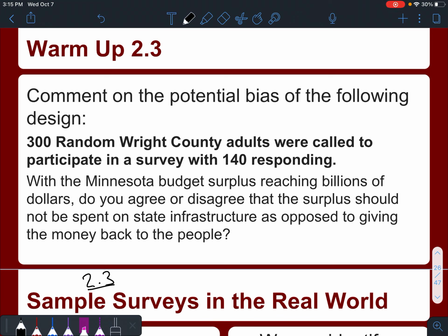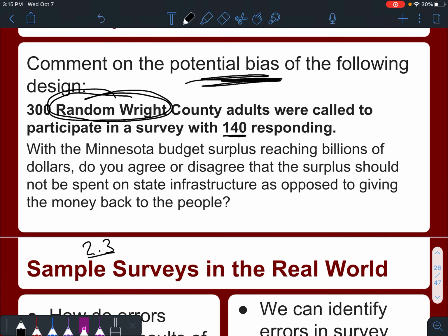So a confusing question is going to lead to some issues with this. Now, as far as getting our people to respond, we use randomness. 140 is not a lot, but we're using randomness, so that's good. We just have a bad question. It's confusing. If you look at it, do you agree or disagree that this should not be spent on that as opposed to that? We kind of got a double negative going on, so it would really take a little bit of explaining.